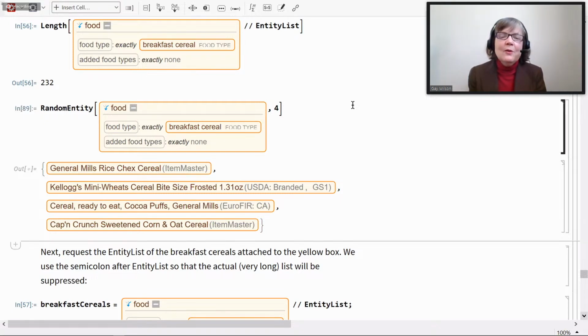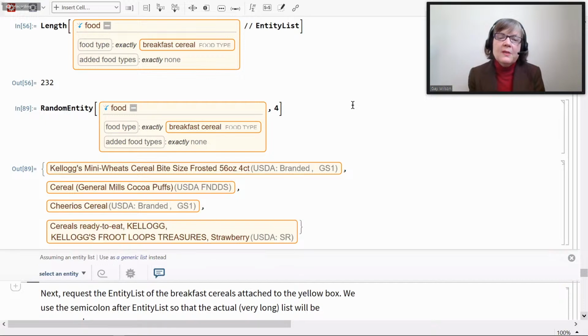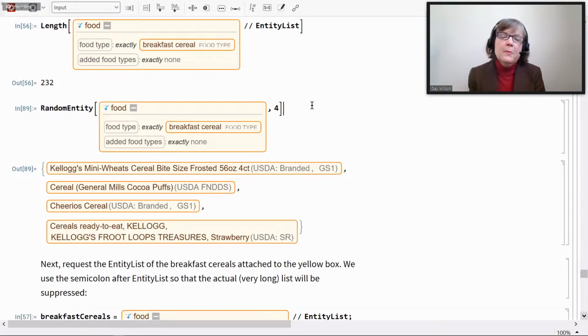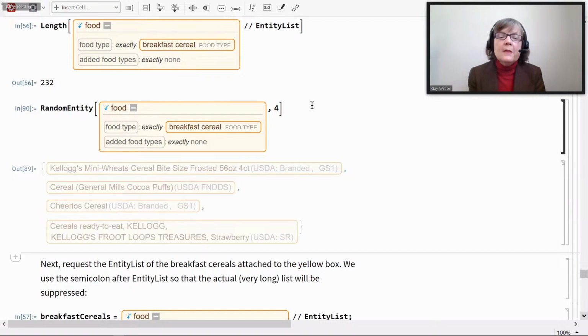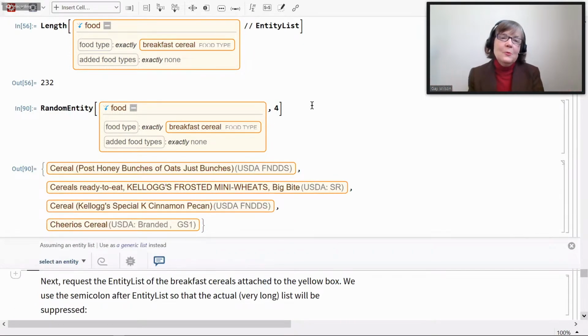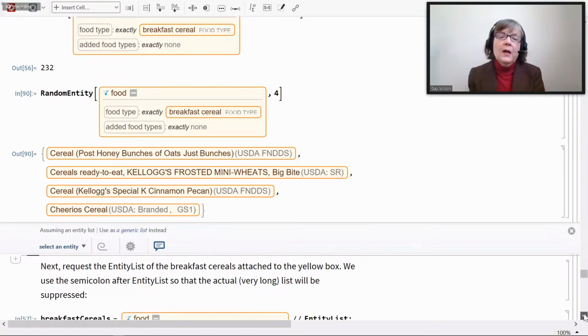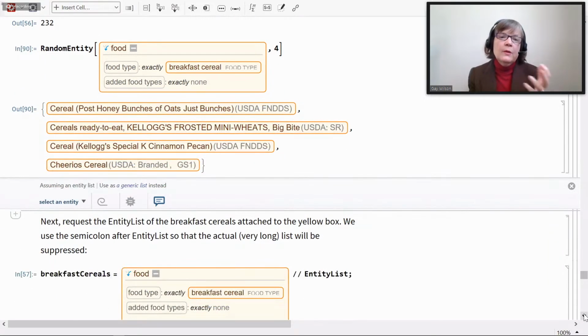So let's look at another random set. What else is back here? Oh, Fruit Loops. Do we remember those? Cheerios, very popular. So you can see we can just keep going because we've got 232. It's amazing the range. We've got honey bunches of oats, etc. So you can see we've got a lot of data behind our breakfast cereals entity.